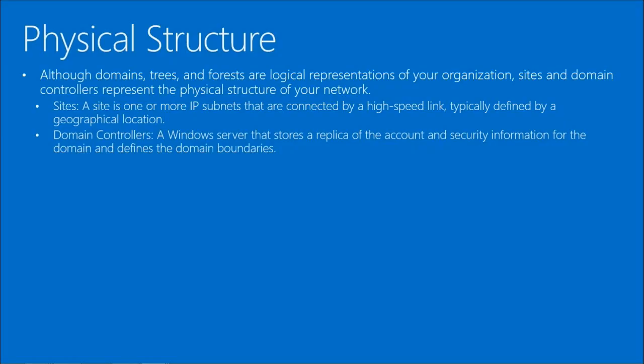So the physical structure. Active Directory is a logical structure of the system that relates to a physical structure. Sites and domain controllers are part of that physical structure. A site is a logical area of the network that all has high-speed access to each other. So anywhere within a high-speed access of the network, a building, a campus, whatever that all has high-speed network, that would be a site.